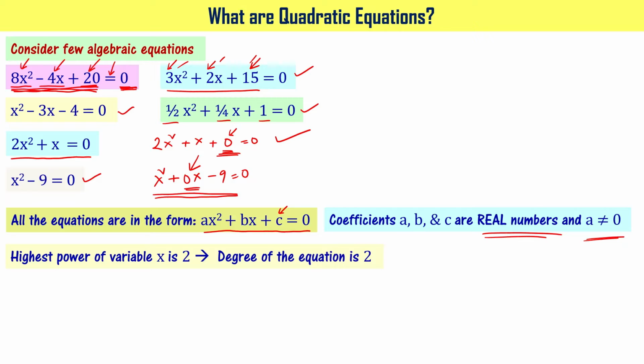And another point you have to note here is the highest power of variable x is 2. That's why we say that the degree of this particular equation is 2, right? Look at this, ax square, this is the highest power, right? That's why the degree of ax square plus bx plus c equal to 0 is 2.